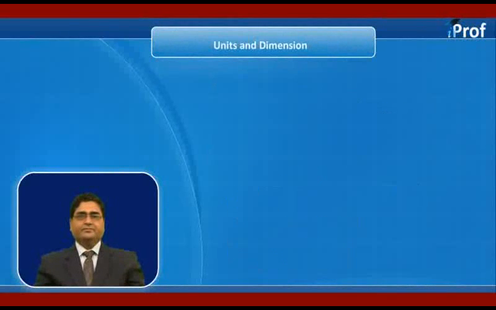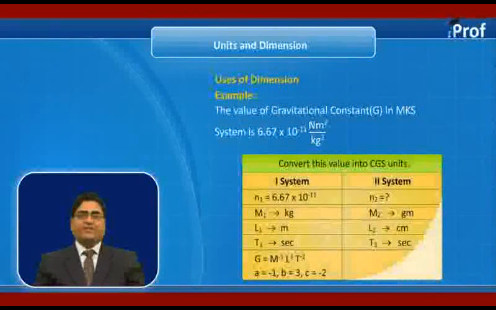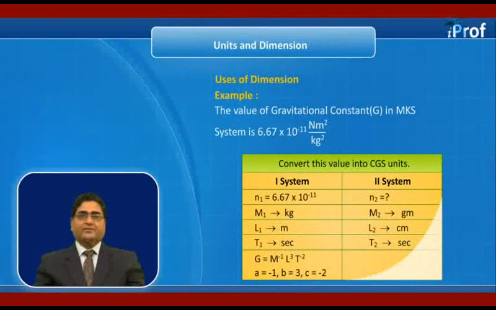Now let us see the illustration to convert the value of a physical quantity from one system of unit to another system of unit. The value of gravitational constant capital G in MKS system is 6.67 into 10 to the power minus 11 Newton meter square upon kilogram square. Convert this value into CGS unit.